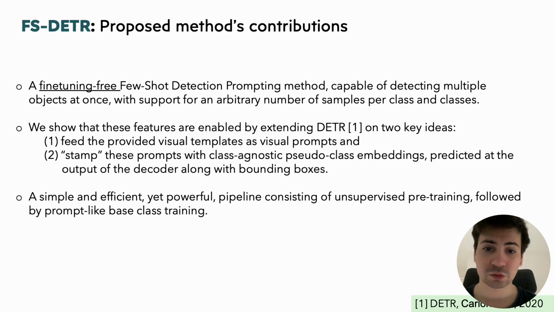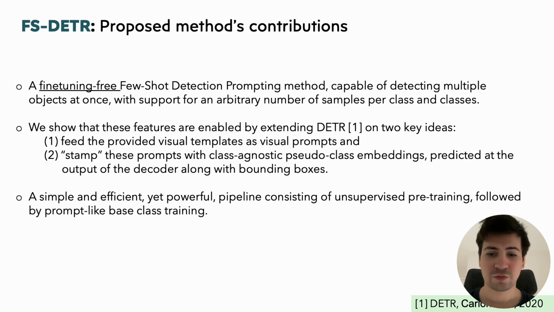More precisely, our main contribution is a fine-tuning-free few shot detection prompting method capable of detecting multiple objects at once, with support for an arbitrary number of samples per class and classes. This feature is enabled by extending DETR on two key ideas. Firstly, feed the provided visual templates as visual prompts, and secondly, stamp these prompts with class-agnostic pseudo-class embeddings predicted at the output of the decoder alongside the bounding boxes.